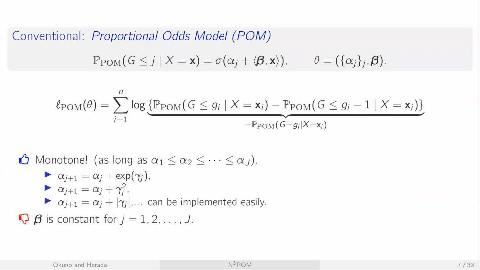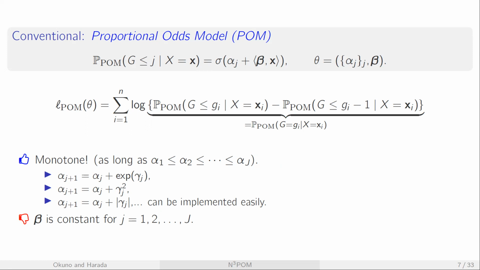And then using these responses in classical ordinary regression, the proportional odds model, which we denote as POM here, is defined like this. In this model, the cumulative probability is defined as the sigmoid function applied to the linear regression model. Here, the parameters of the POM consist of the intercept alpha j and the coefficient vector beta. Then, the likelihood of the POM is defined like this.